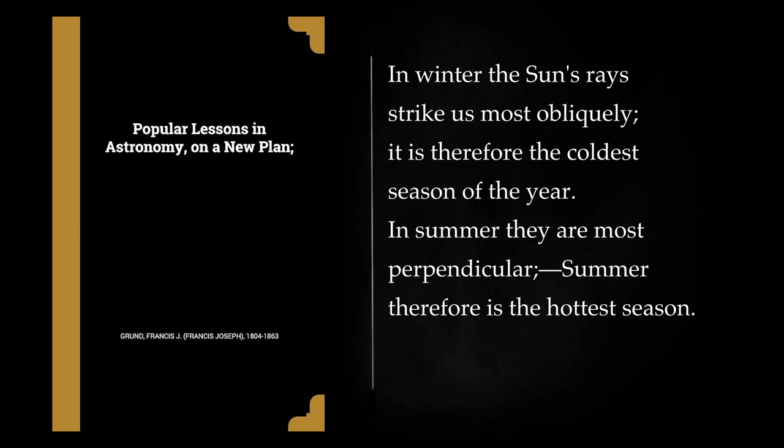In winter the Sun's rays strike us most obliquely. It is therefore the coldest season of the year. In summer they are most perpendicular; summer therefore is the hottest season. Spring and autumn are standing in the middle between these two.